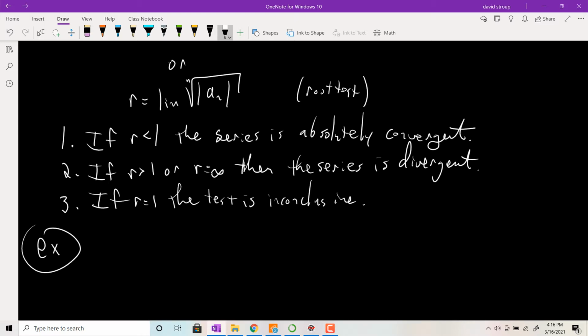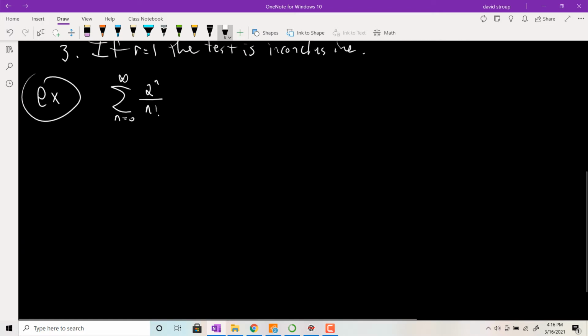So our example is the series 2 to the n over n factorial, n equals 0 to infinity. Okay, and we're going to do the ratio test on it. So I do the limit as n goes to infinity of the absolute value of a sub n plus 1, which is 2 to the n plus 1 all over n plus 1 factorial. And then divided by a sub n, let's just multiply by the reciprocal though. So times n factorial all over 2 to the n.